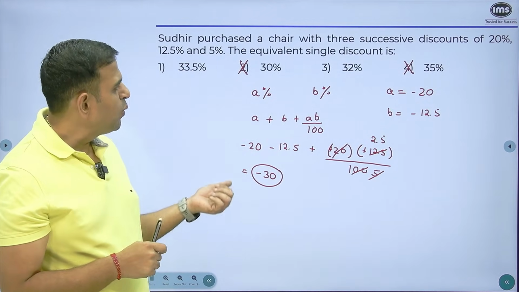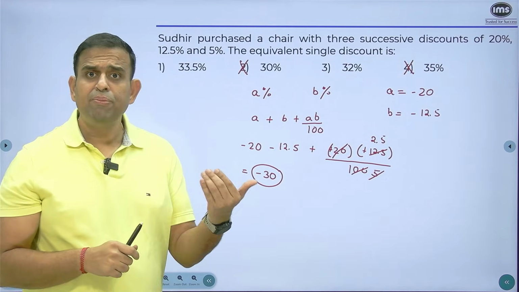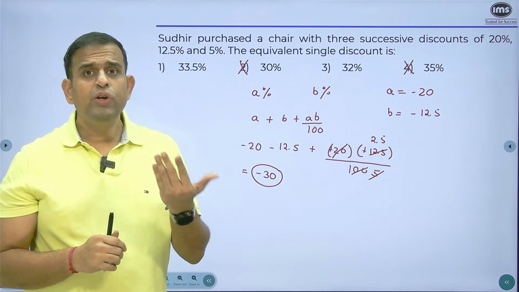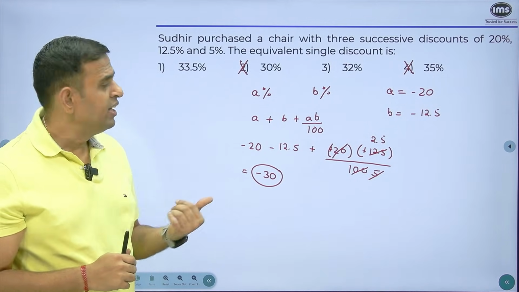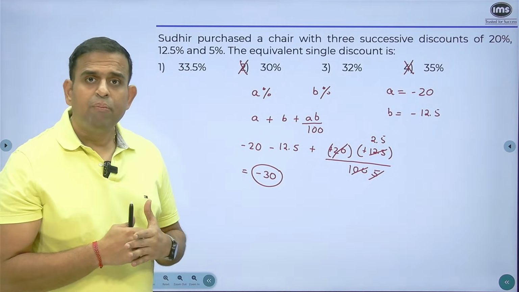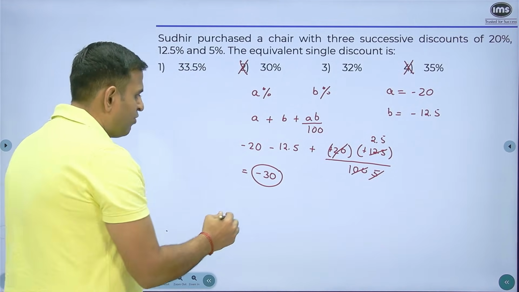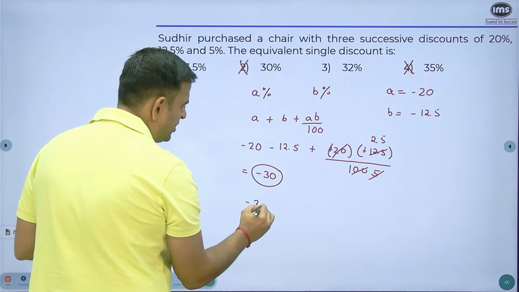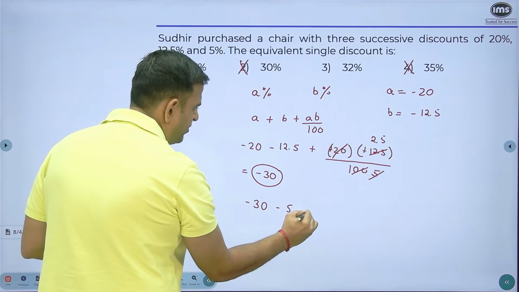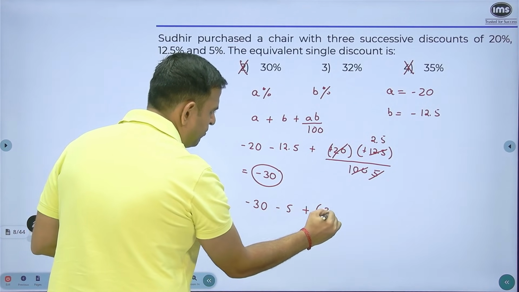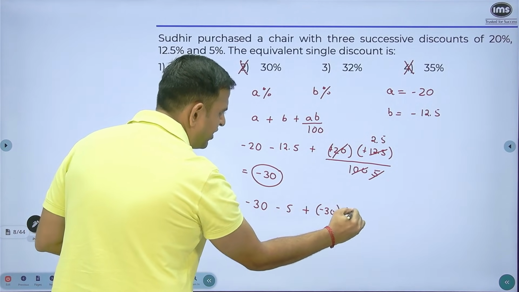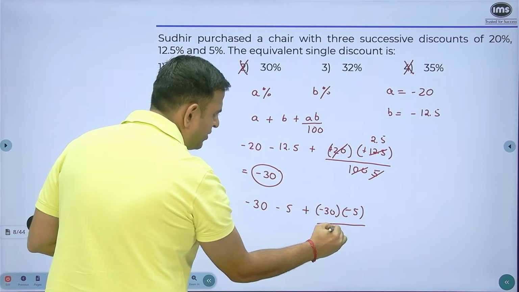So I am again going to apply the same formula, A plus B plus AB by 100, with my new A as minus 30 and the new B as minus 5. So let's again apply the formula, and you get minus 30 minus 5 plus minus 30 into minus 5 divided by 100.